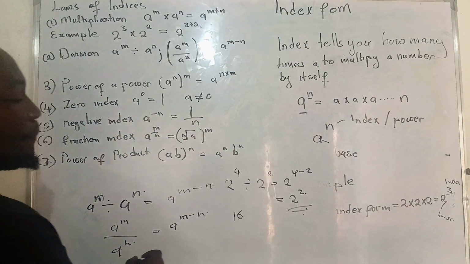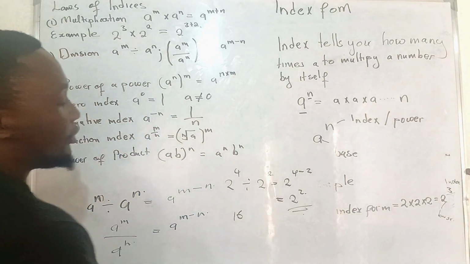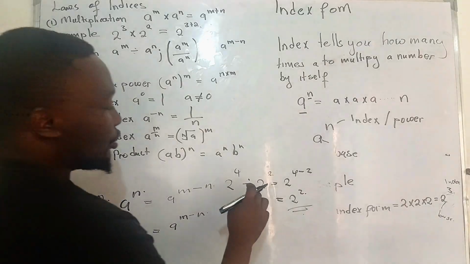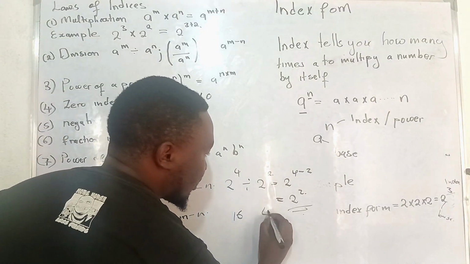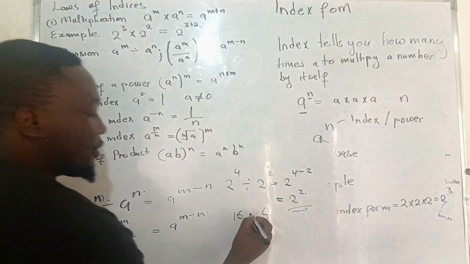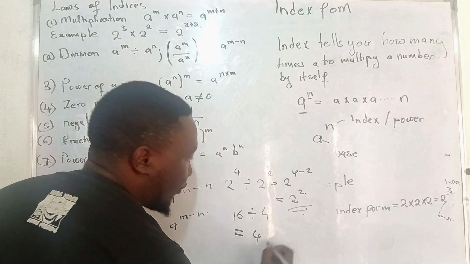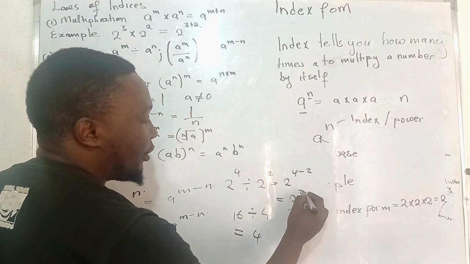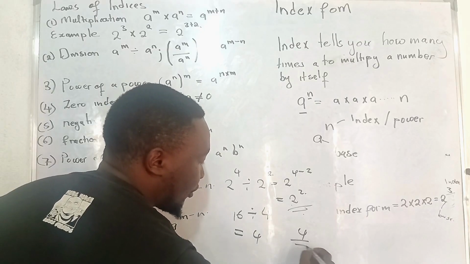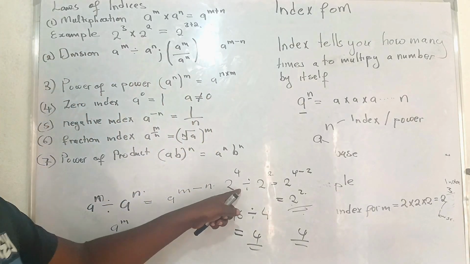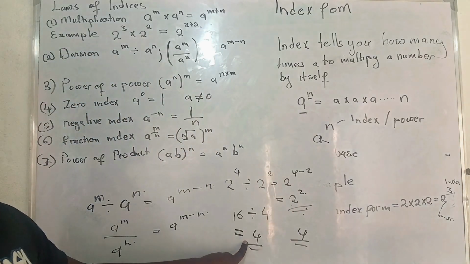And 2 to the power 4, that's 16. And 2 to the power 2, that's 4. So 16 divided by 4 is equal to 4. And here our answer, 2 to the power 2, is 4. So this proves that doing this index is the same as solving.